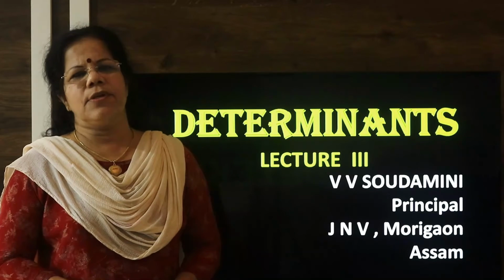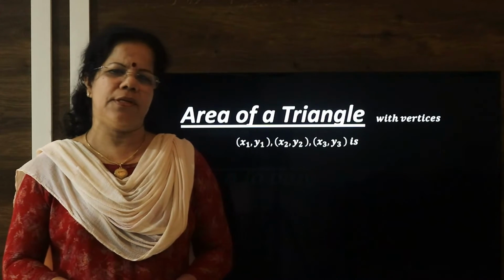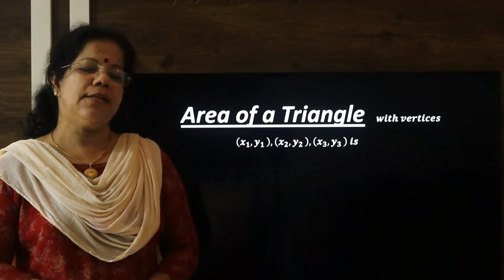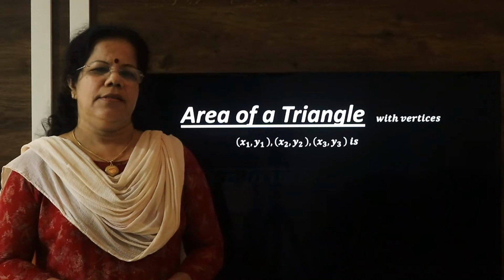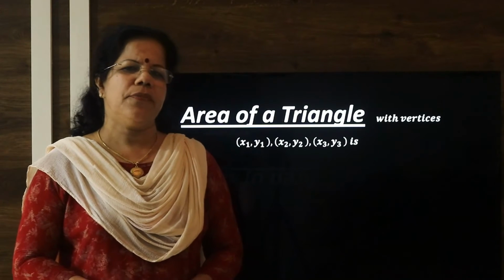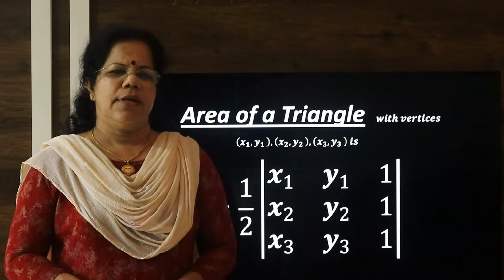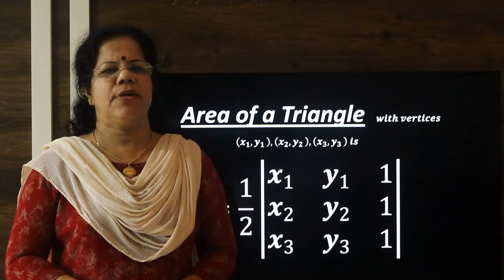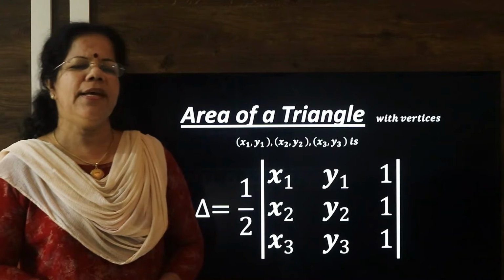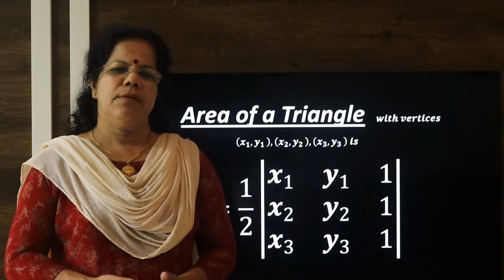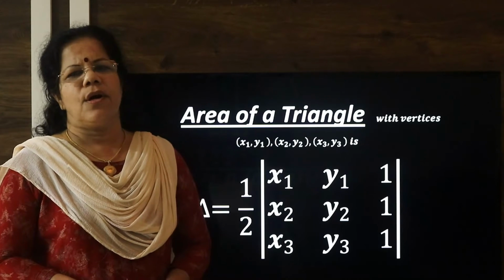Now, first we will go to the concept of the area of a triangle with the vertices x1, y1, x2, y2 and x3, y3. In class 11th, in coordinate geometry, you have studied the area of the triangle as, just try to recall, half into x1 into (y2 minus y3) plus x2 into (y3 minus y1) plus x3 into (y1 minus y2). Now, how will we connect this concept with our knowledge of determinants? Let us see, it is the same only. I will tell you how.